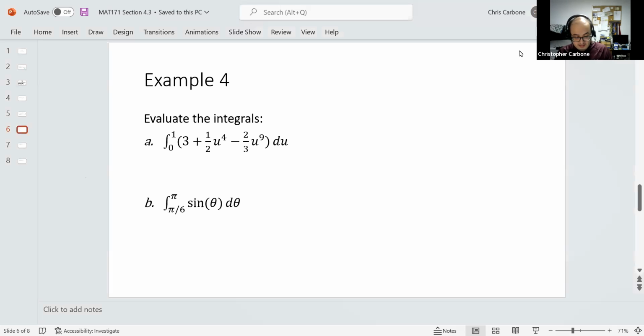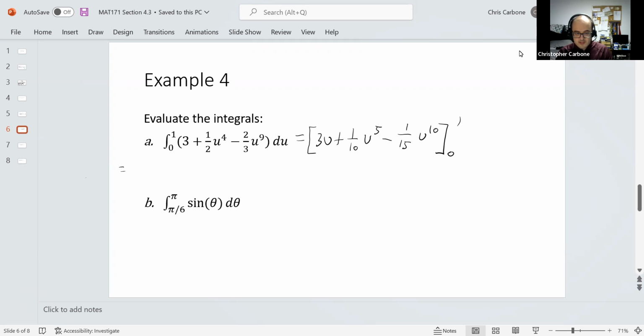To evaluate these integrals, I have the integral from 0 to 1 of 3 plus 1/2 times u to the 4th minus 2/3 times u to the 9th du. So once we evaluate this, it would be 3u plus 1/10 times u to the 5th minus 1/15 u to the 10th, and we want to evaluate this between 0 and 1.